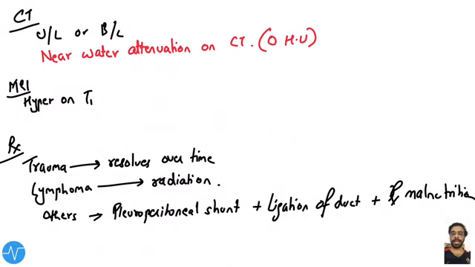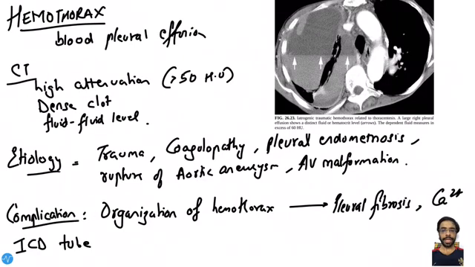What is the treatment? If it is lymphoma, then radiation. If it is trauma, then it will resolve over time. Other causes, we have to do pleuroperitoneal shunt and ligate the thoracic duct. Now what is hemothorax? Hemothorax means blood in the pleural fluid.